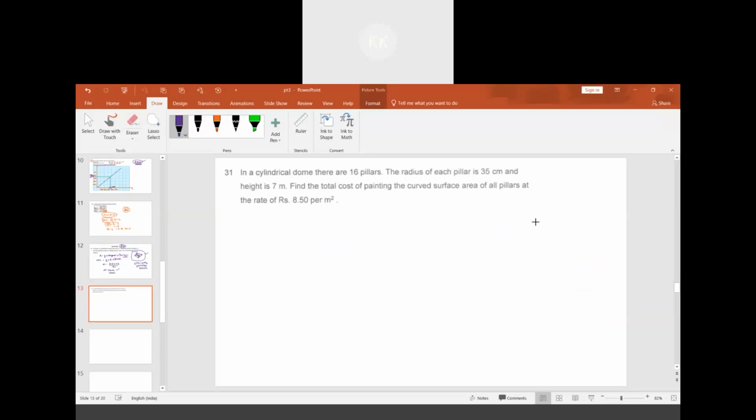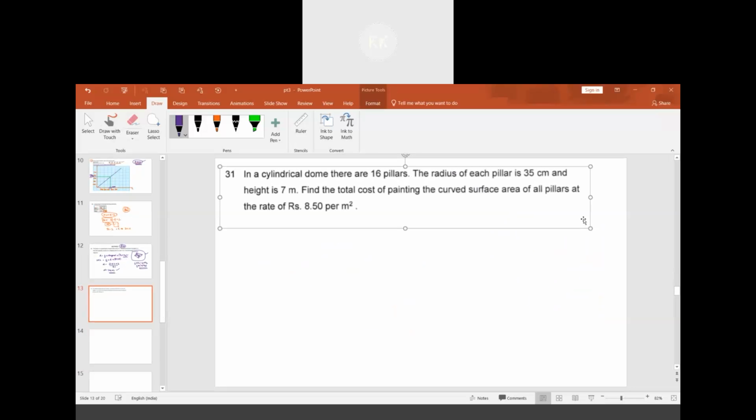Coming to this question, the answer is 2094.4 rupees. Here we have to find the curved surface area of the cylinder. We are given certain information. The height is given, which is 7 meters. The radius is given, and observe that the radius is in terms of centimeters.